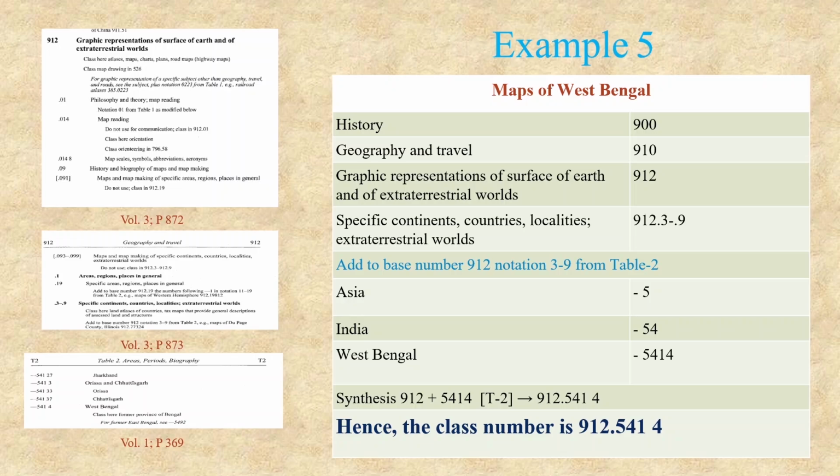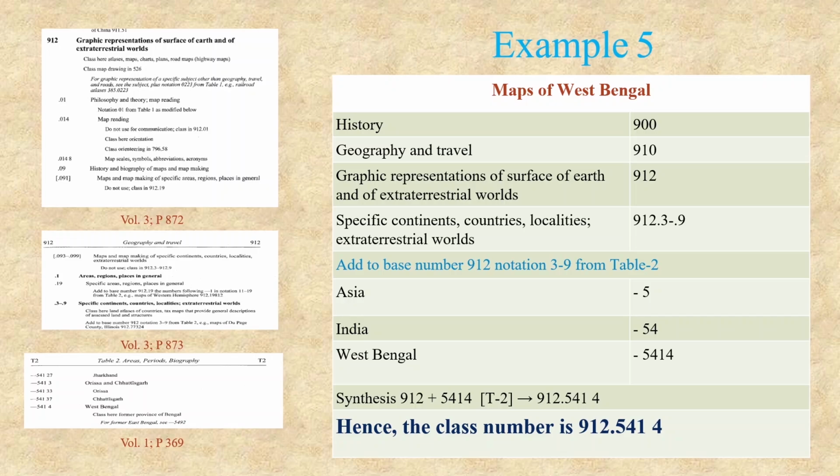So what are the key words in this title? There are two key words in this title. One is maps and another is West Bengal. So subject maps falls under geography and travel, that comes under class 910. Then a specific location, that is West Bengal. Then step 2, we can see in the schedule whether a ready-made class number is available for this title.